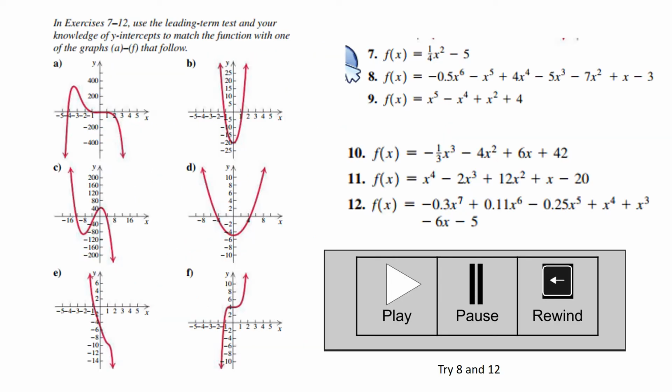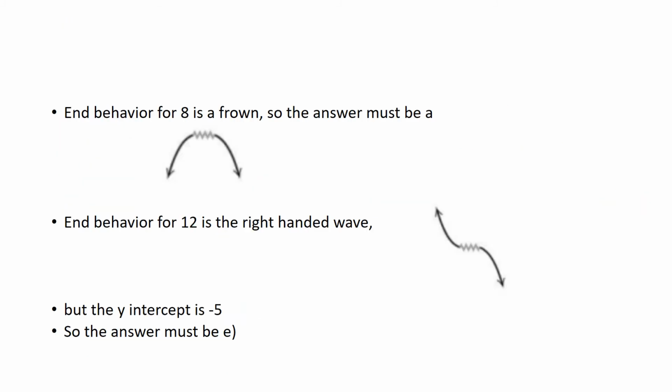But there are 2 choices that have right-handed waves, E and C. Both have right-handed waves being offered, so you have to look at the y-intercept, and in number 12 we're looking for minus 5. Minus 5 is the y-intercept only on E, so the answer must be E.